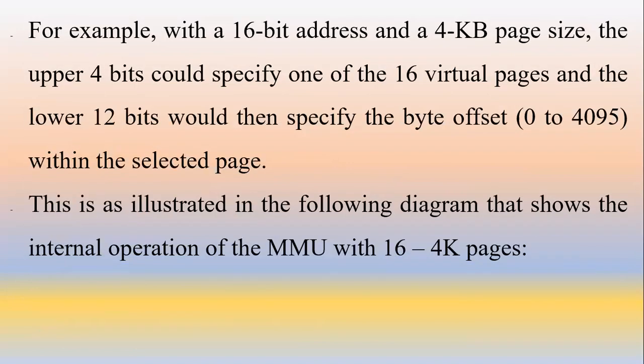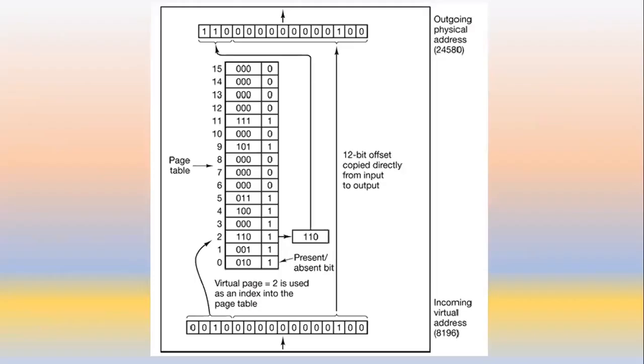For example, with a 16-bit address and a 4 kilobyte page size, the upper 4 bits could specify one of the 16 virtual pages, and the lower 12 bits will then specify the byte offset, 0 to 4095, within the selected page. This is illustrated in the following diagram, which shows the internal operation of the memory management unit with 16 4 kilobyte pages. So here it is.